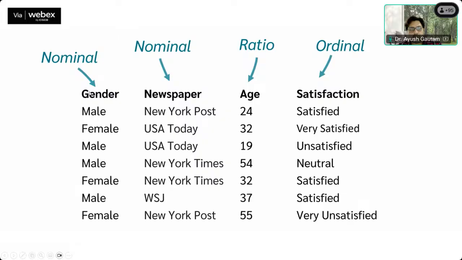Now, can anyone please tell me why these two are nominal data, why this is ratio data, and why this is ordinal data? If you remember, otherwise I will explain. We can do mathematical operations on ratio, like numerical data, and on the other data we cannot do any kind of mathematical operation. Is that what you are asking, sir? Yeah, this is the same thing I am saying.